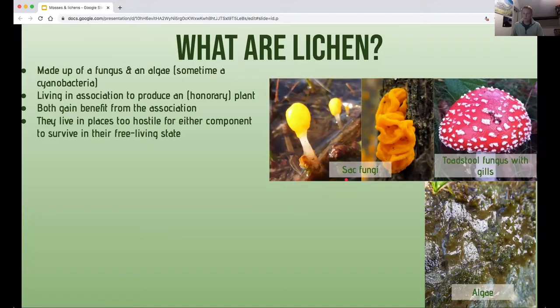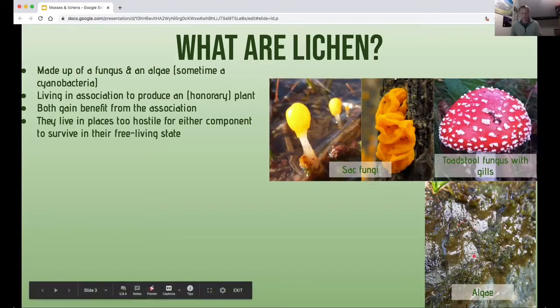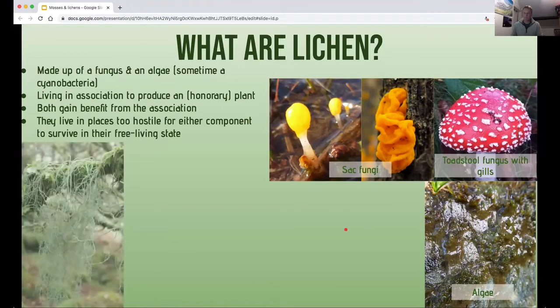They're both thought to benefit from the association. The algae, being photosynthetic, release nutrients and sugars, and the fungi offer protection from the harsh environment, and protection from drought and high temperatures. Fungi as well are thought to release minerals from the substrate. Underneath, it's supposed to break down the substrate and release minerals for the organism to survive.